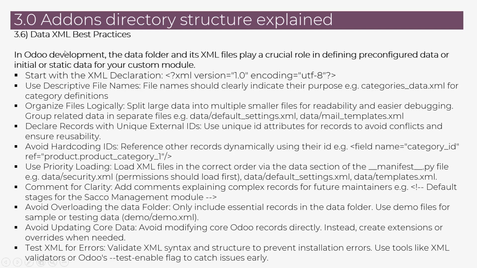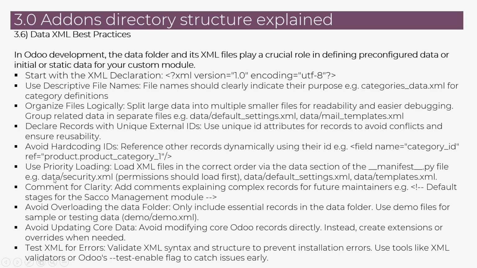For the data directory, which also has XML files, the best practices are as follows. In Odoo development, the data folder and its XML files play a crucial role in defining pre-configured or initial or static data. So start with the XML declaration, which is also encoding of UTF-8. Use descriptive file names, organize files logically, declare records with unique external IDs, avoid hard coding IDs, use priority loading. So load XML files in the correct order via the data section of the manifest file.